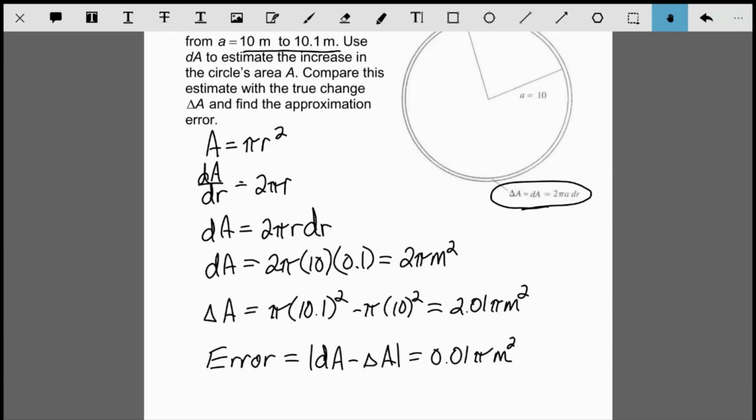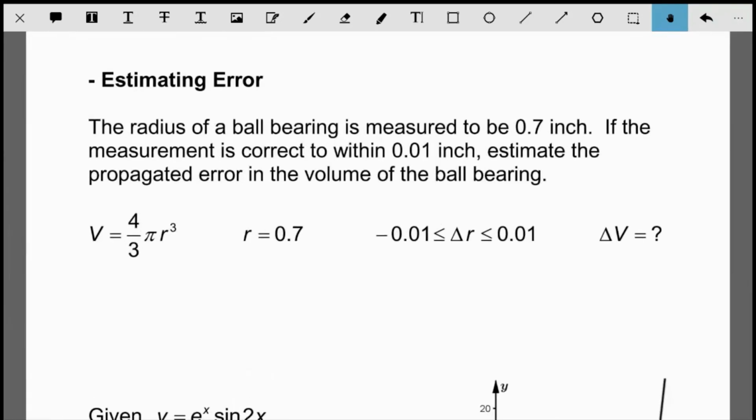Okay, so I've got a couple more problems I want to go through with you here. Really more than anything, it's more vocabulary. These are pretty simple for the most part. So this next one is what we call propagated error. It says the radius of a ball bearing is measured to be 0.7 inches. If the measurement is correct to within 1/100th of an inch, estimate the propagated error in the volume of the ball bearing. So essentially what we're looking at here is a tolerance.